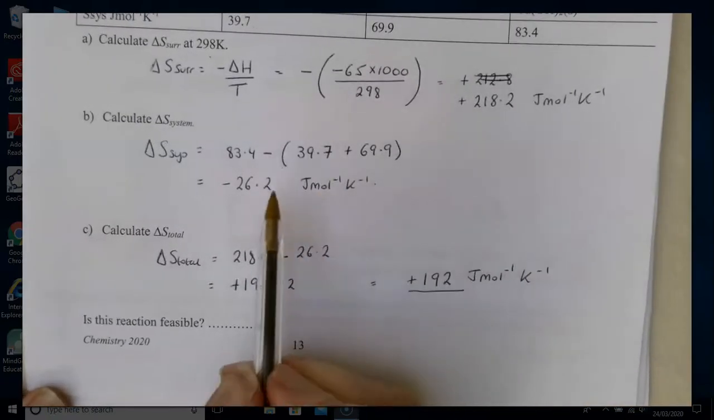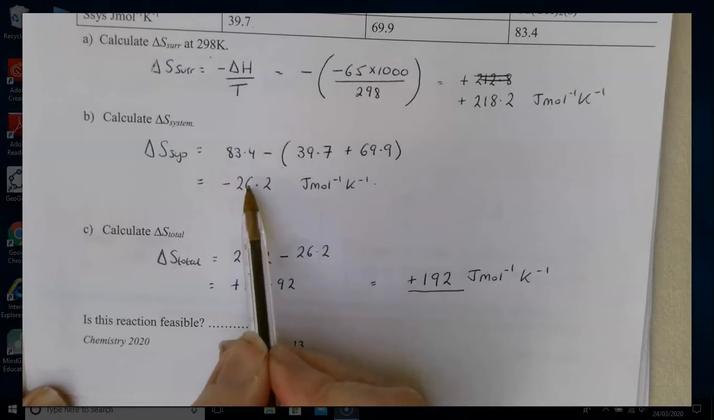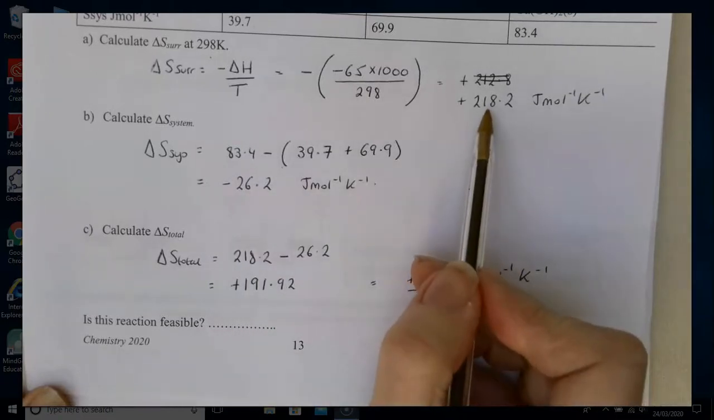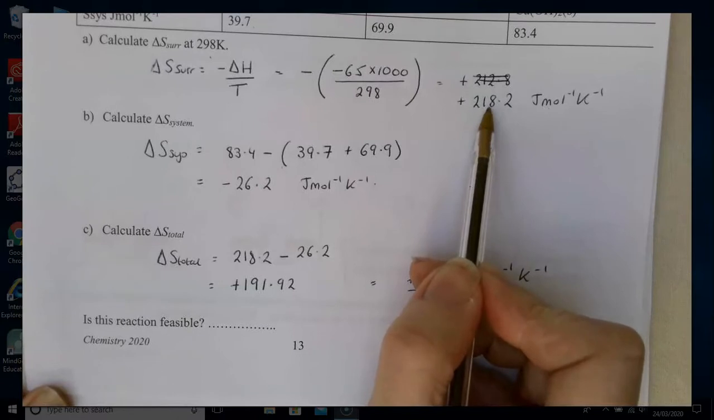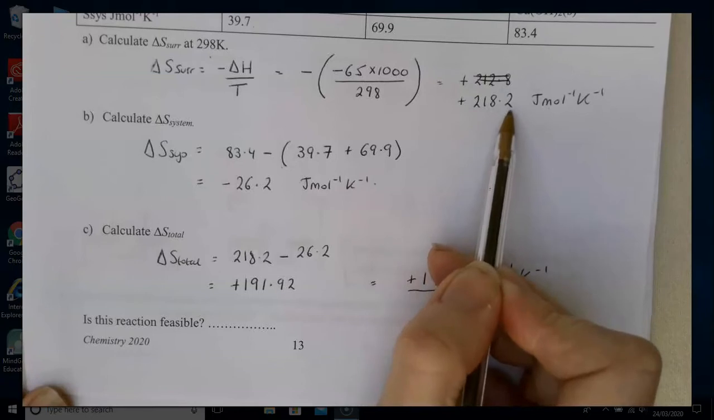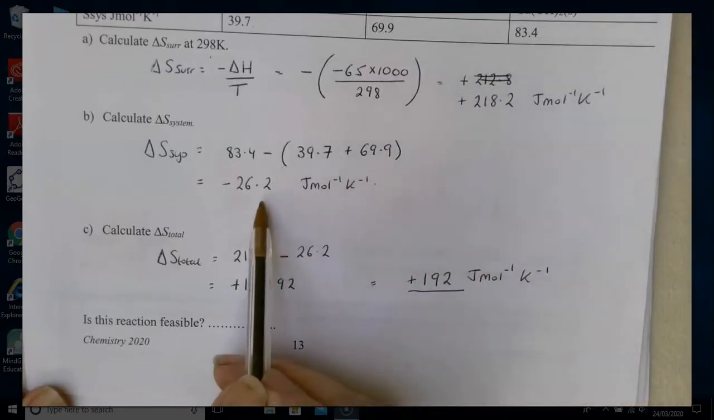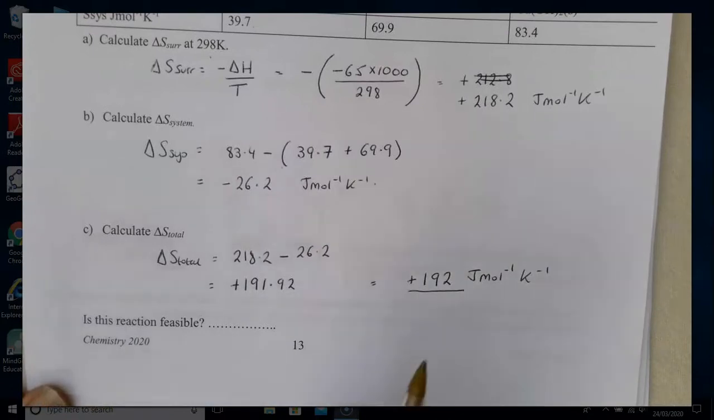Okay, so it doesn't matter that I've got here a negative system. It doesn't matter that the chemicals are becoming more ordered, because that's more than offset by the increase in the entropy of the surroundings. In other words, the surroundings are getting so much hotter at this temperature that this is quite a big increase, especially compared to the small decrease I've got here. So overall, I've got a positive number.